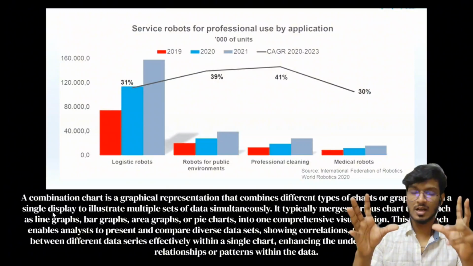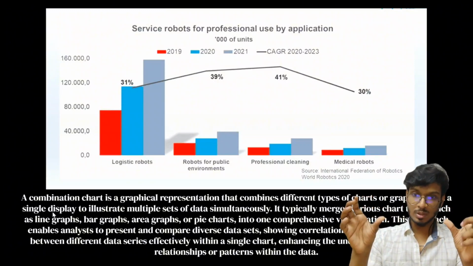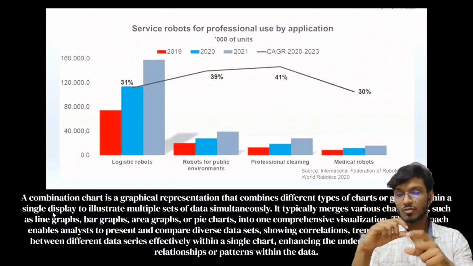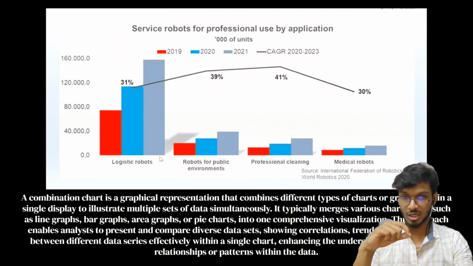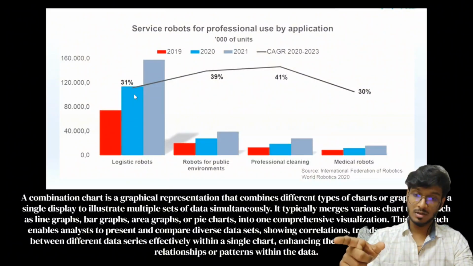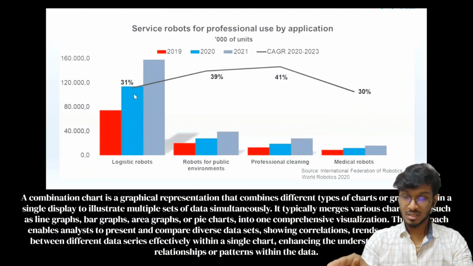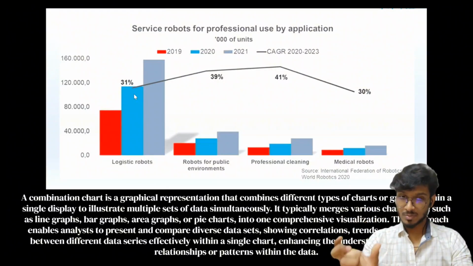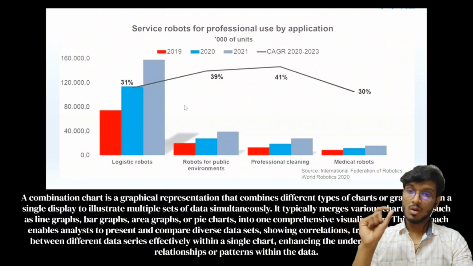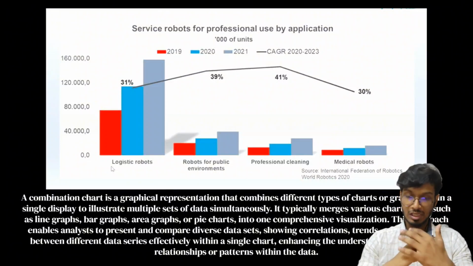So different types of graphs are included to represent a group of data in one chart. For example, in this representation, we have taken a bar graph, and actually it's not a bar chart, it is a histogram, separated by spaces, and then a line chart is connected to it. What does it represent? In the x-axis, we have the names.